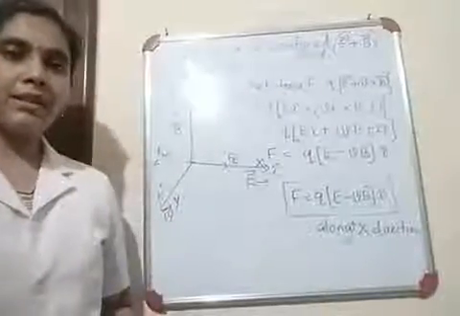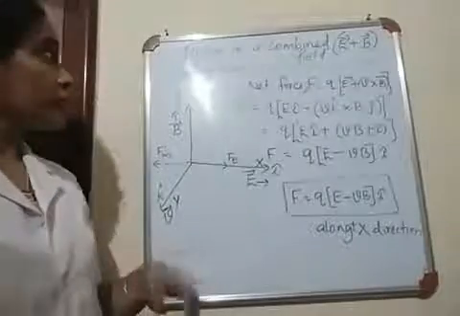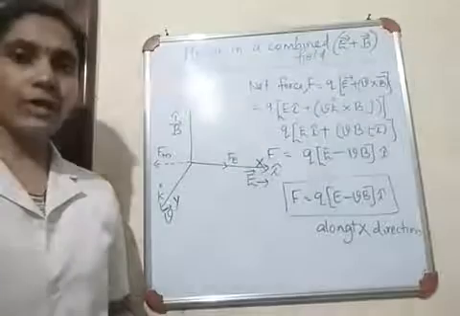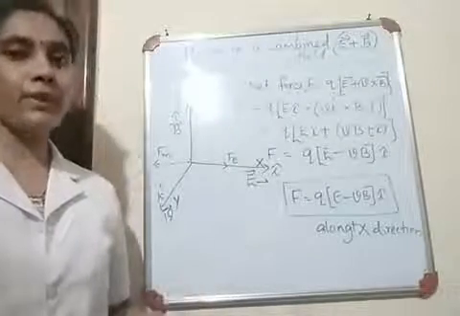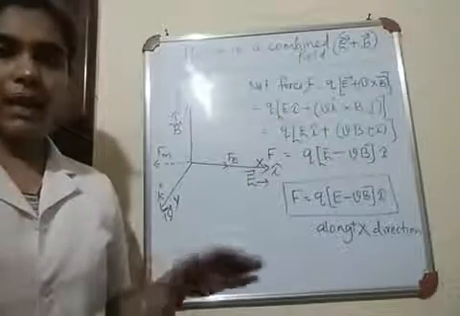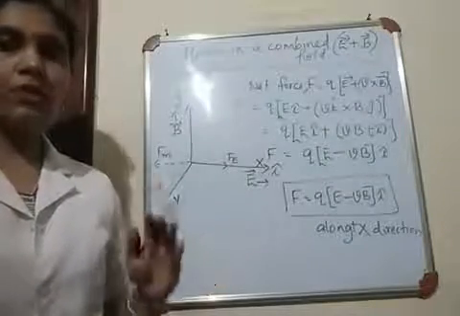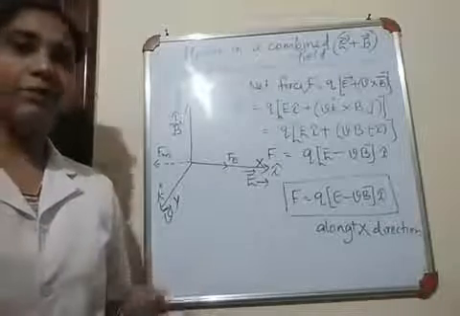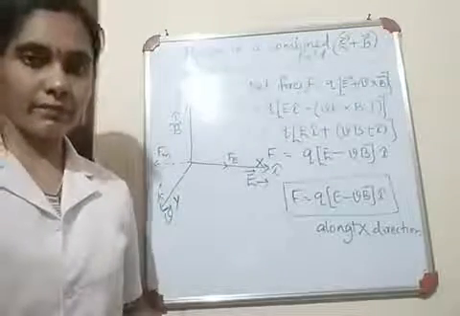Children, next let's discuss the motion of a particle in a combined field. Combined field means both electric and magnetic fields will be there. Till now we just discussed the motion of a particle in a magnetic field. But what happens if an electric field is also there?